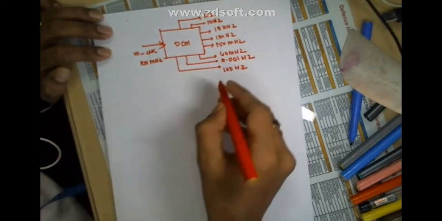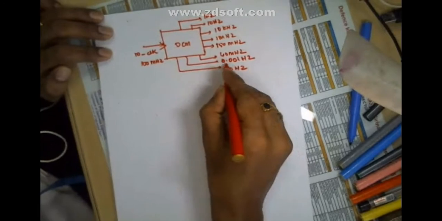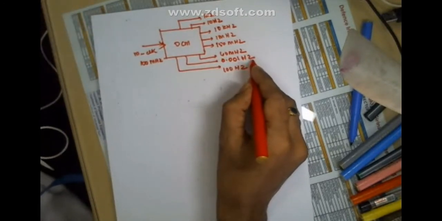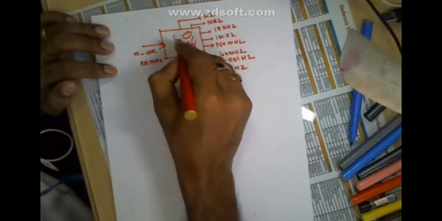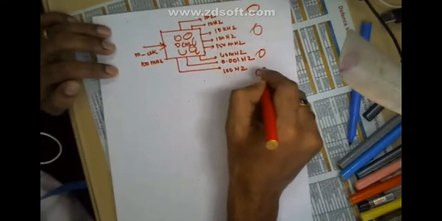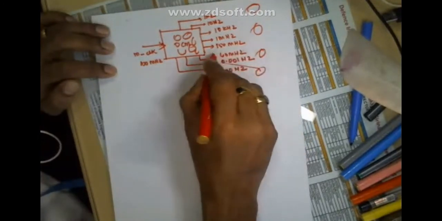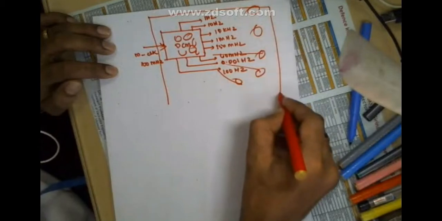The idea is that 100 hertz will go to a certain module in our design, right? And then 0.001 hertz will go to some other module. So there will be so many modules in the design. You got the idea, no? So this will go here, this will go here, this will go there. So this is our complete FPGA design.